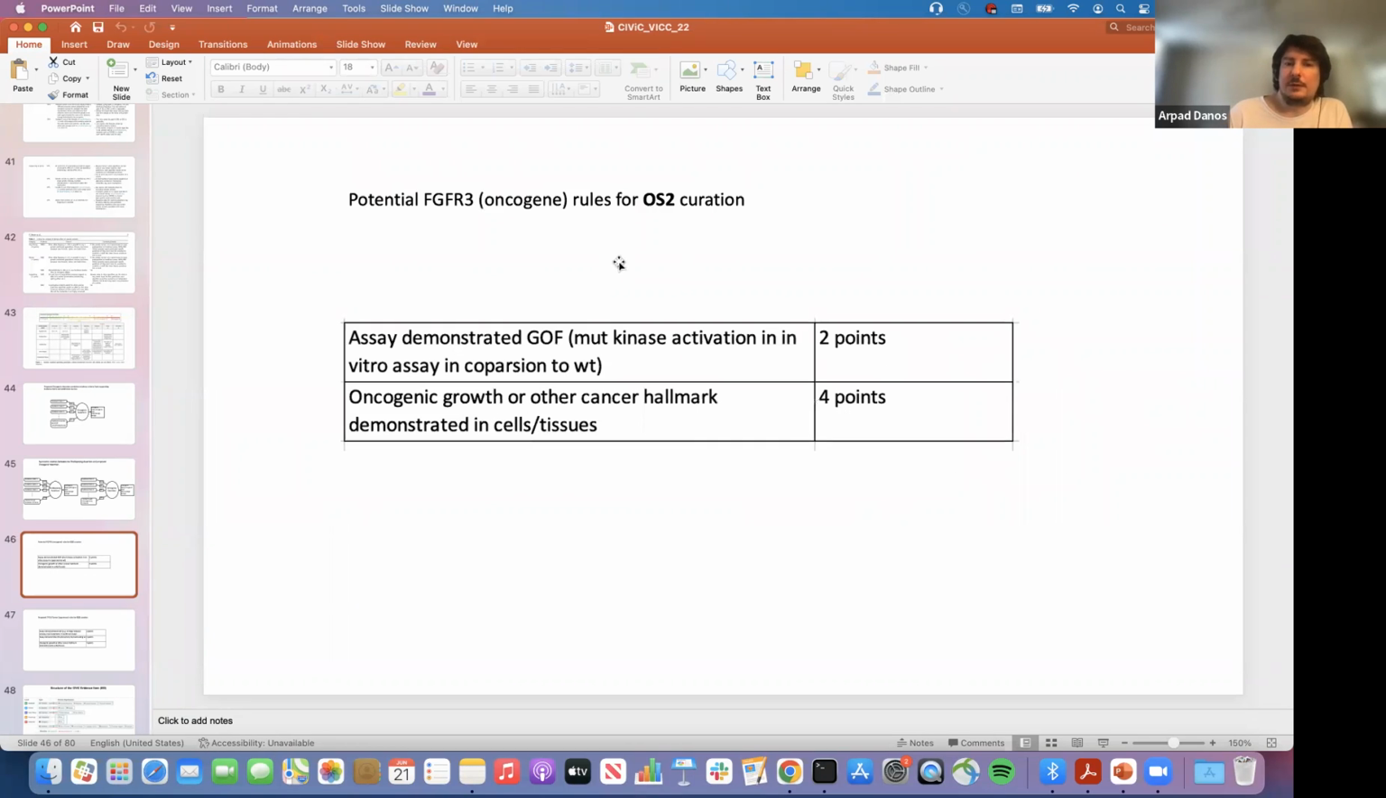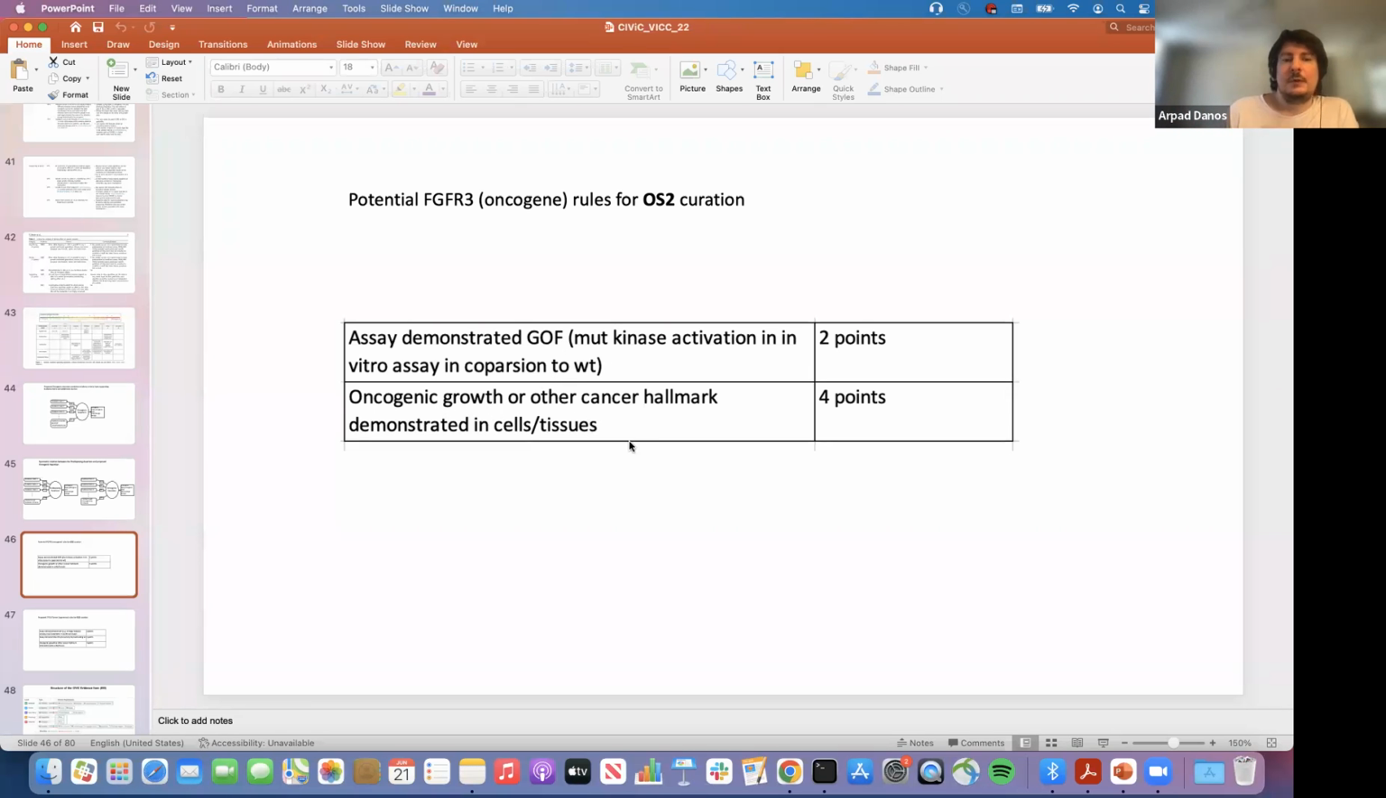And again, I talked briefly about this OS2 curation. So here's a potential way to do these that I'm proposing for the FGFR3 curation, and this will be discussed further in ClinGen expert panels where this curation is being done actively right now. I suggest that one would use 2 points for functional data if you're showing gain of function, because a lot of these assays out there are only going to show a gain of function type of thing, or what we call in CIViC gain of function, meaning increased function.